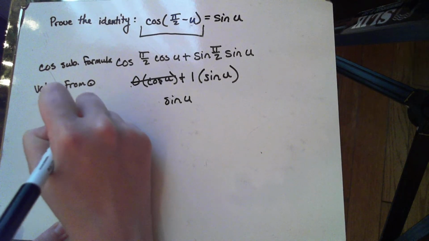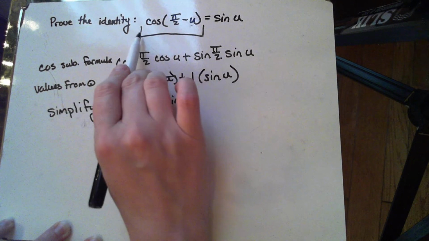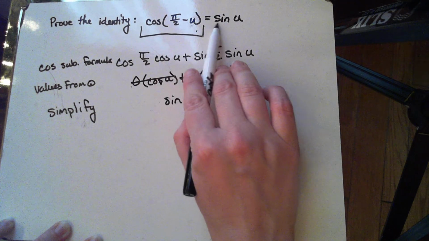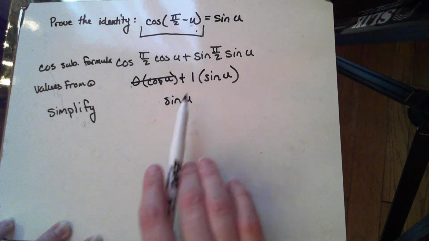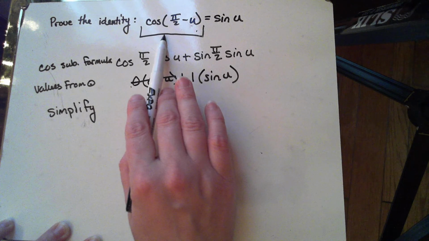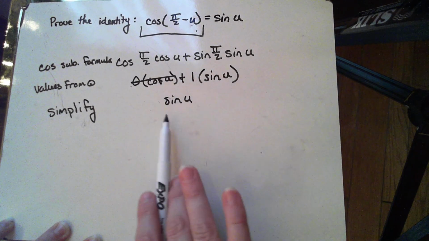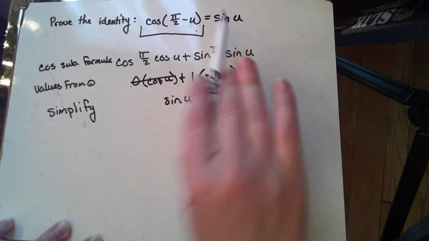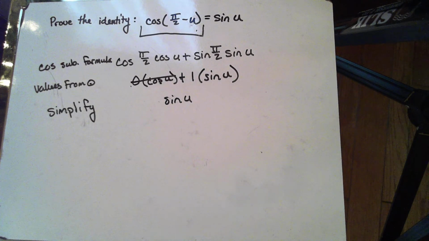So I am done. I changed this side so that it looks like this side. And that's what we do in identities. You pick a side, usually the more complicated one, simplify it out to see if you can get the other side. Okay, so these few questions are the easiest type of questions you'll see. I'm going to make another video with some of the harder types of questions.